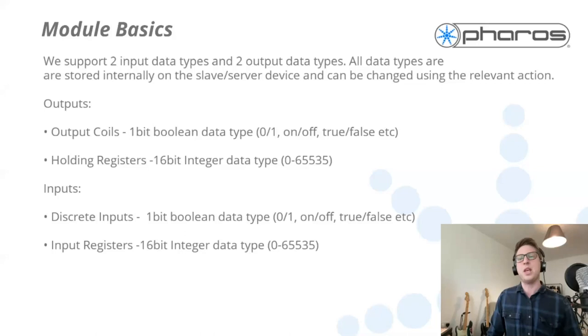We also support input types as well. So discrete input types, again, are 1-bit Boolean data types. So on, off, true, false. And input registers, again, are 16-bit integer data types, which you can use as a kind of range, so to speak.